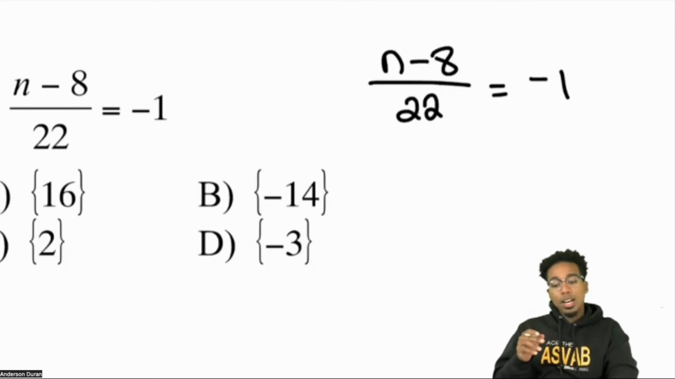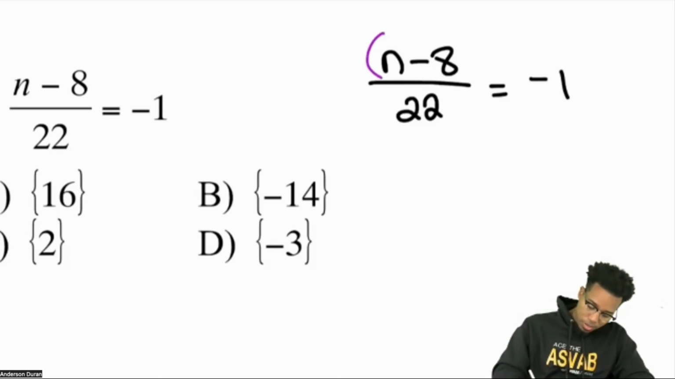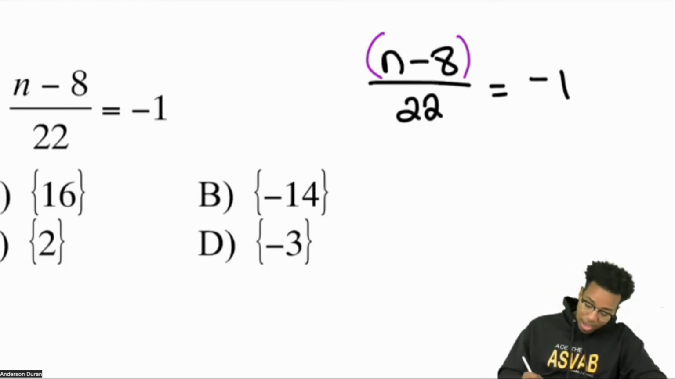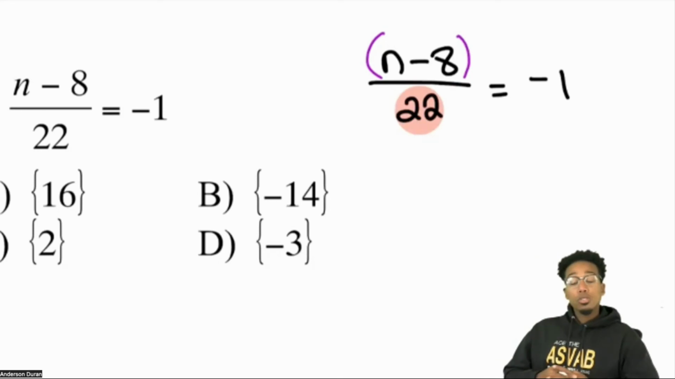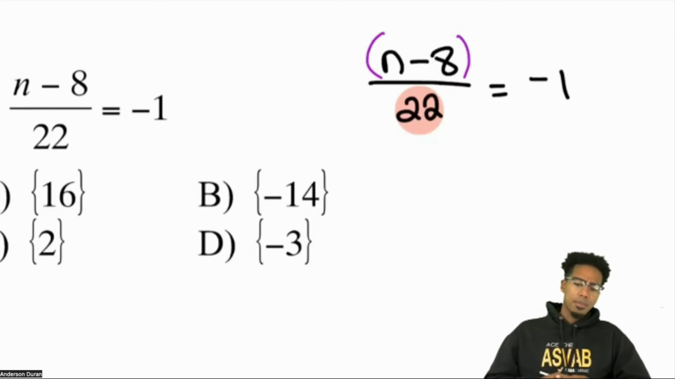Everybody remember, when it comes to dealing with fractions, you have the entire numerator divided by the denominator. And so because of that, you have the entire n minus 8 divided by the 22 here. So the first thing we need to take care of is that 22. Everybody, what should we do to both sides? Armani, that's right.